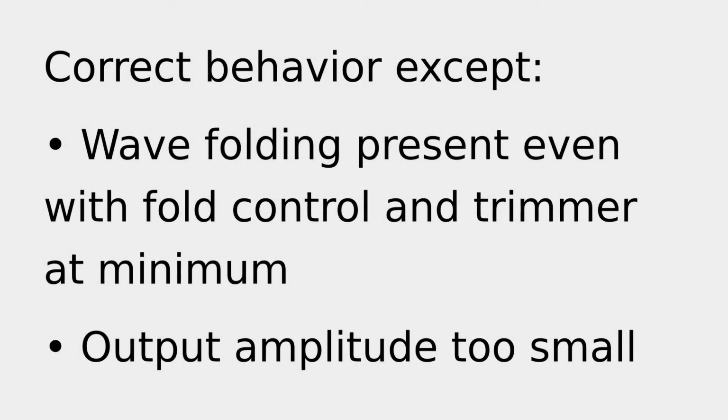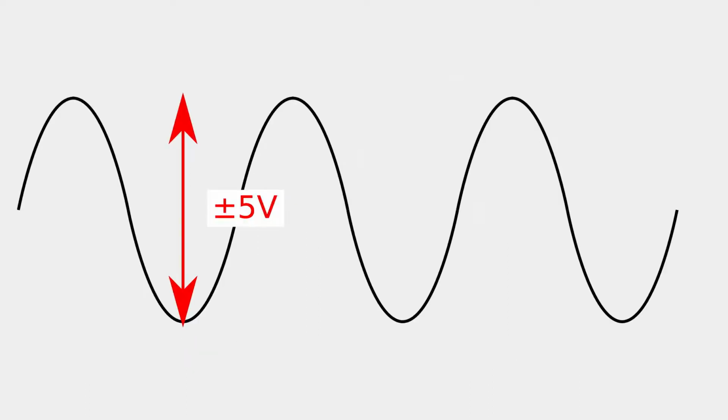So the wave folding wouldn't turn off and the output level was too low. And this sounded exactly like a problem that they warn you about in the assembly instructions, which I had ignored, because they said it would only happen if your signals are more than about plus and minus 5 volts, which is what I have. Except that then I reread the instructions and it didn't say plus and minus 5 volts, it said 5 volts peak to peak. Oops.